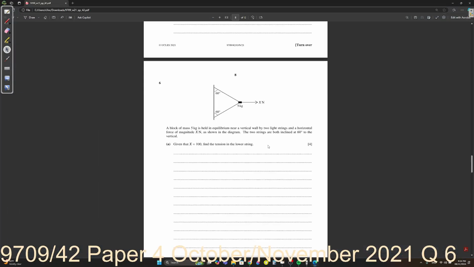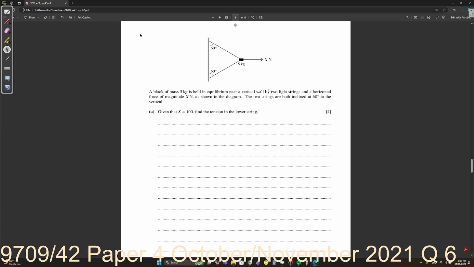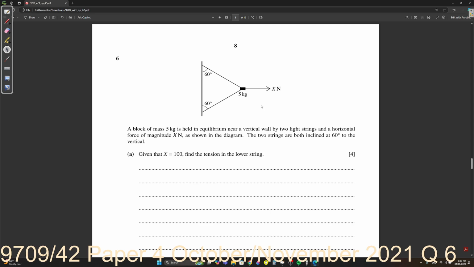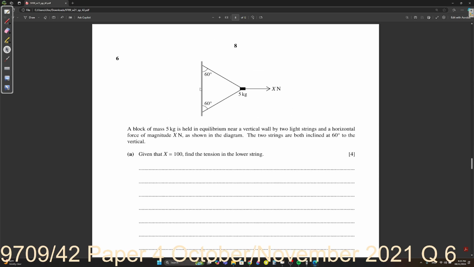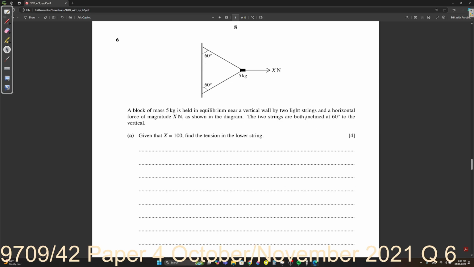Question 6. A block of mass 5 kilograms is held in equilibrium near a vertical wall by two light strings and a horizontal force of magnitude X newtons. The two strings are both inclined at 60 degrees to the vertical, and if X is 100, find the tension in the lower string.